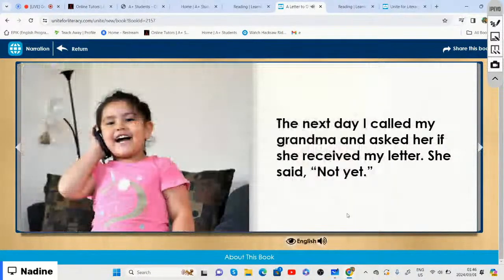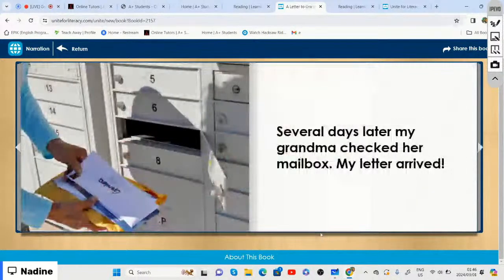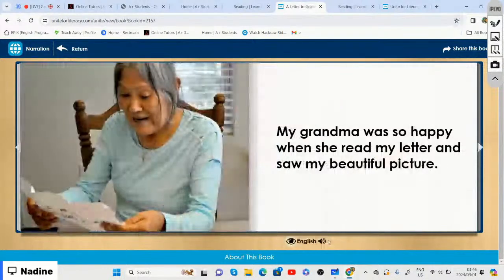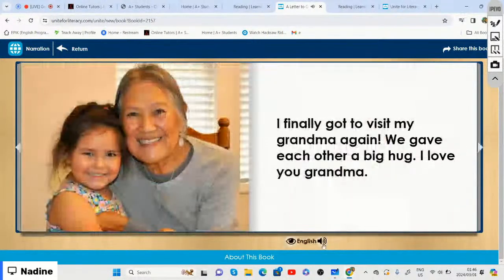The next day I called my grandma and asked her if she received my letter. She said, "Not yet." Several days later my grandma checked her mailbox. My letter arrived. My grandma was so happy when she read my letter and saw my beautiful picture. I finally got to visit my grandma again. We gave each other a big hug. I love you, Grandma.